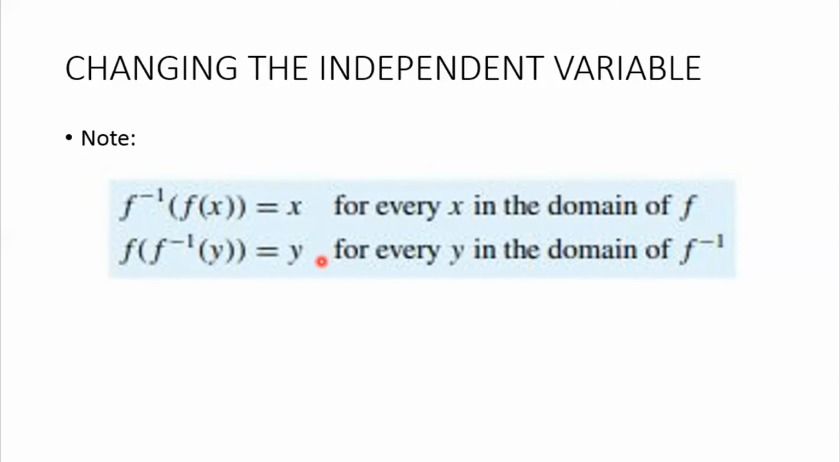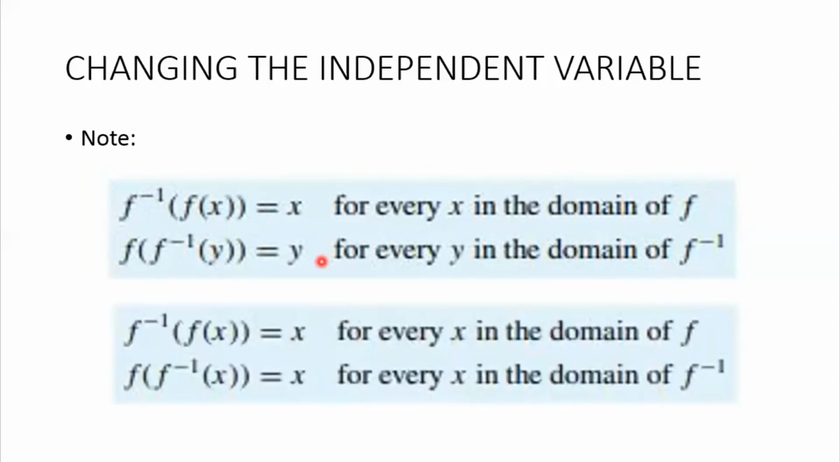But we can also change the variable. For example, in this case, this first condition is not changed. So f inverse of f of x equal to x. So here, f inverse of f of x is equal to x for every x in the domain of f. Okay?